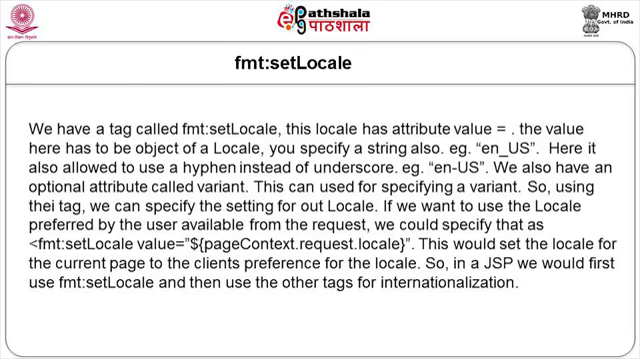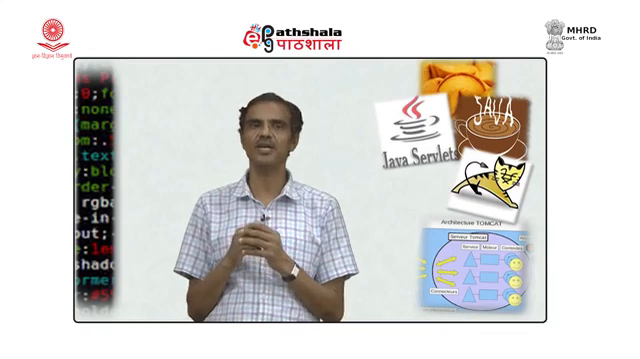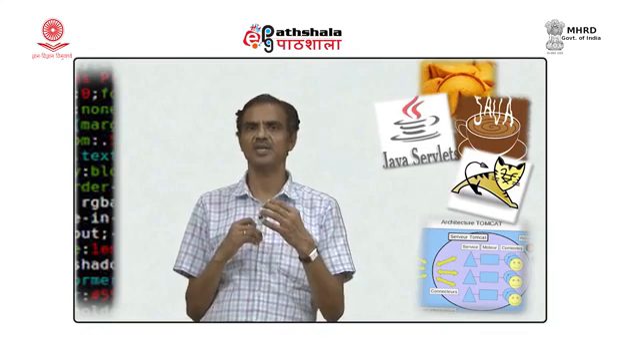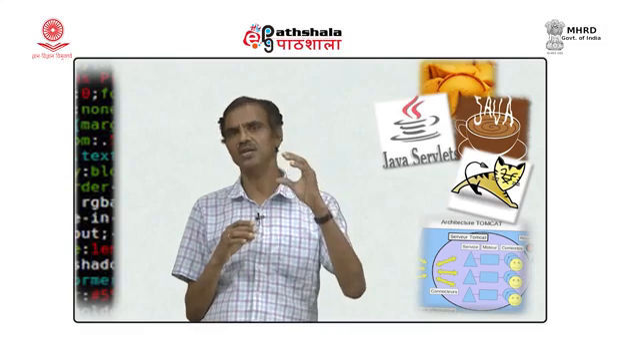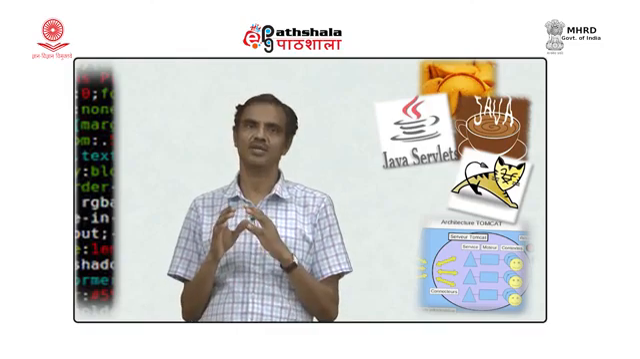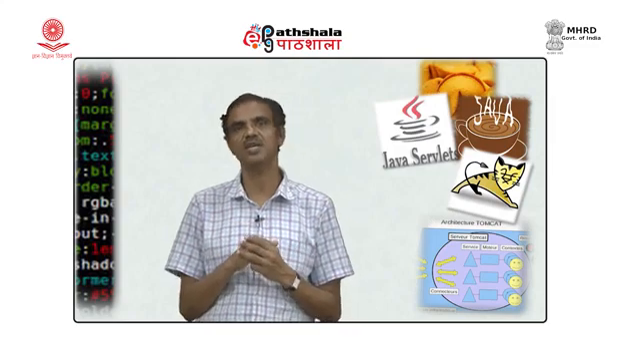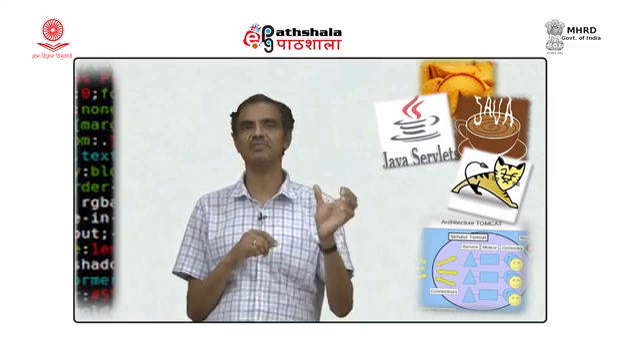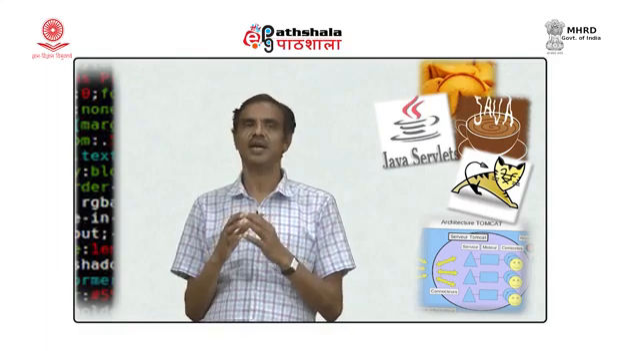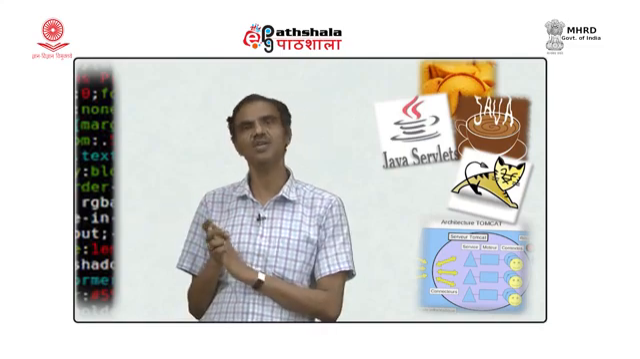One thing compulsory here: if you want to use these tags in your JSP, you will need to include the taglib for FMT. The FMT TLD has to be included, and for this format tag we have the tag called set locale. So, we will say FMT colon set locale, not C colon. Format tags are always normally prefixed with FMT. Then we say value equal to, and the value here should be an object of Locale type.